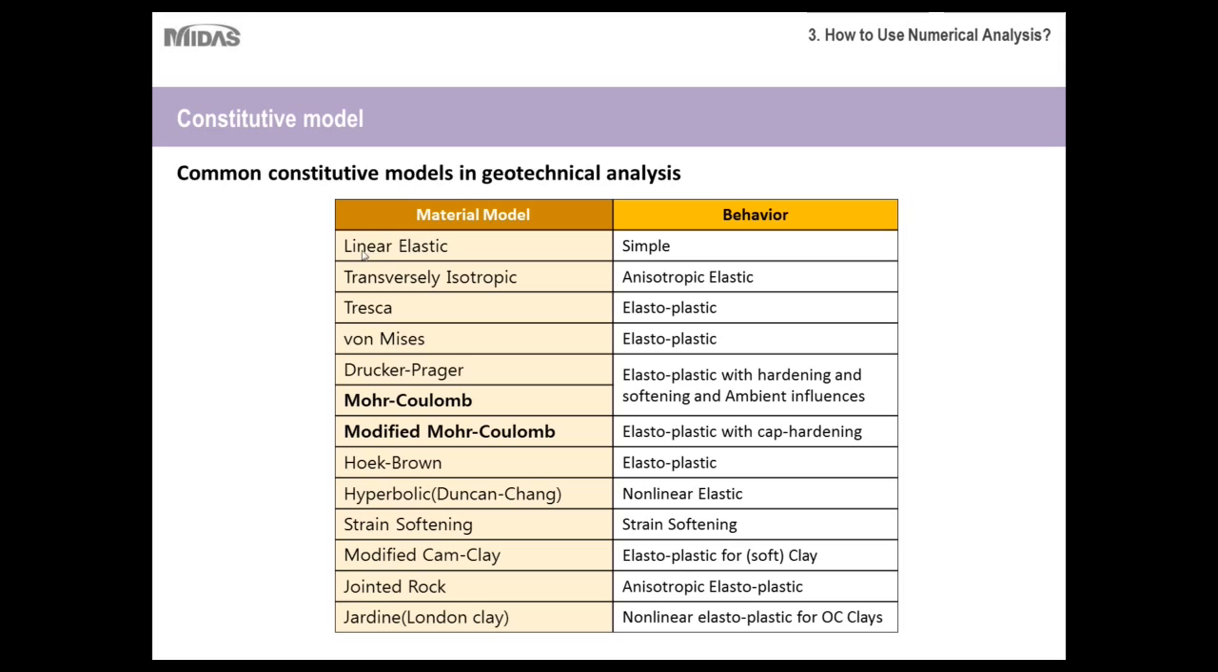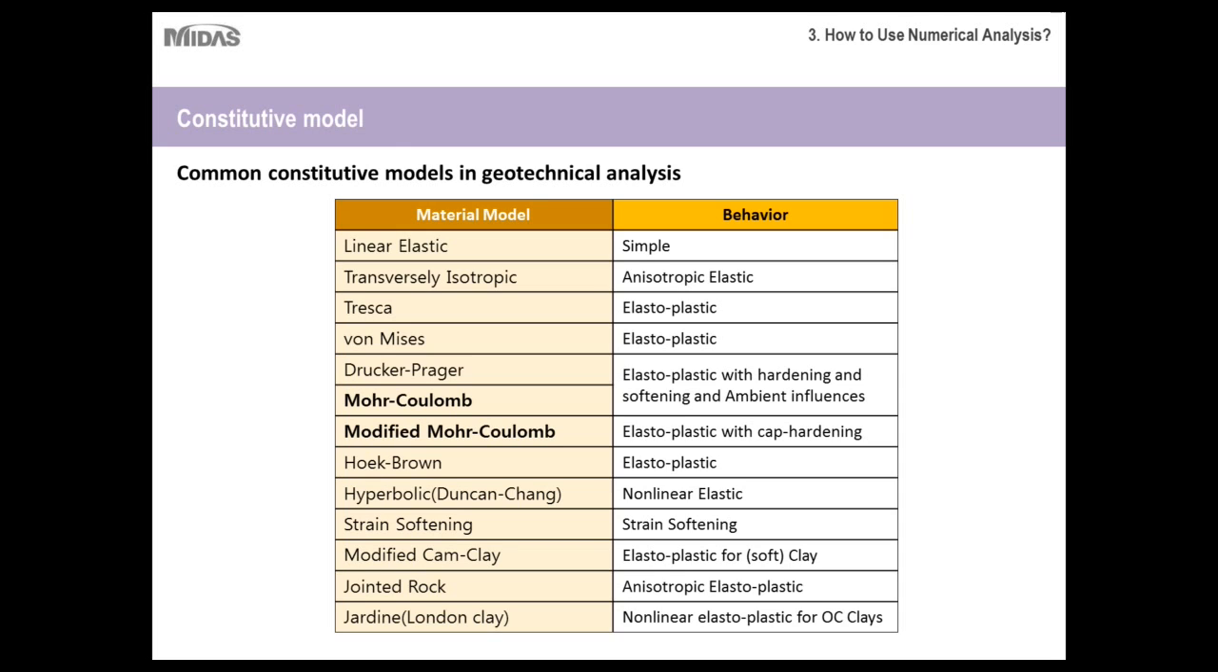As you can see, we have linear elastic behavior, transversely isotropic, then we have Drucker-Prager, we have Mohr-Coulomb, we have modified Mohr-Coulomb, which is actually for elastoplastic and cap hardening behavior, then we have Hoek-Brown, which is for elastoplastic, we have hyperbolic for nonlinear elastic, etc. Now, as you can see from this slide, we have highlighted in bold Mohr-Coulomb and modified Mohr-Coulomb. This goes to show that these are the two main constitutive material models that we most often use.